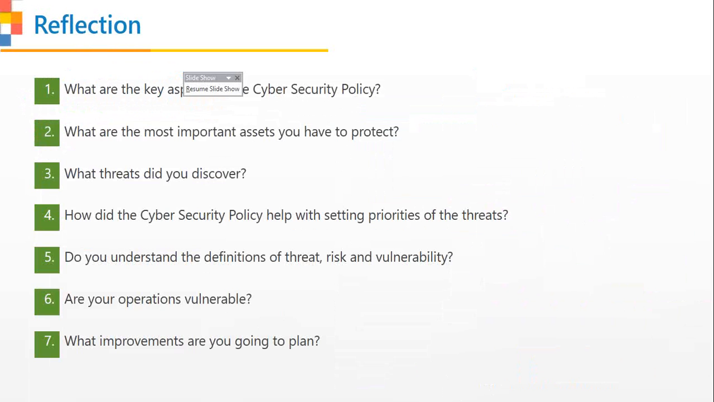And the last activity which we plan to do in this simulation round one is to check with the participants what kind of improvements they have planned in order to make their operations more secure, moving to a more cyber resilient world.